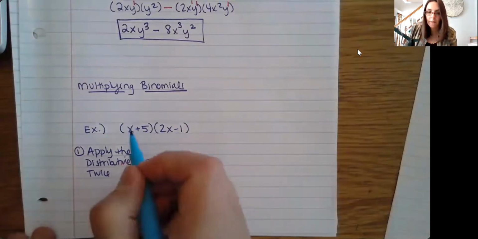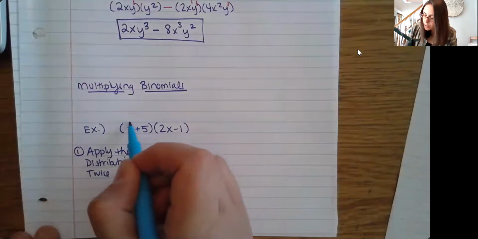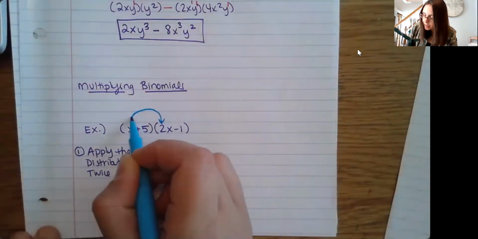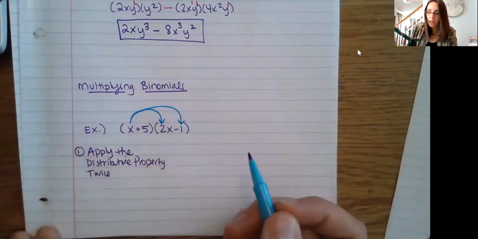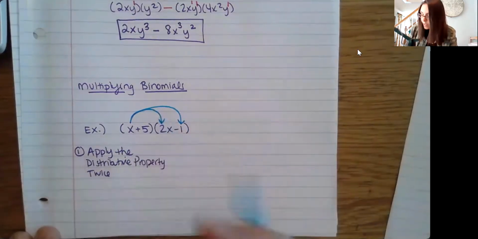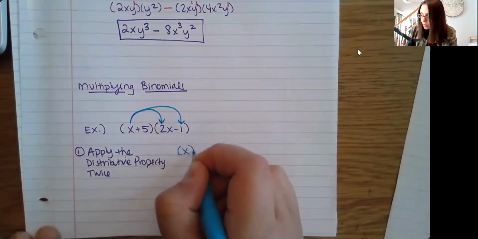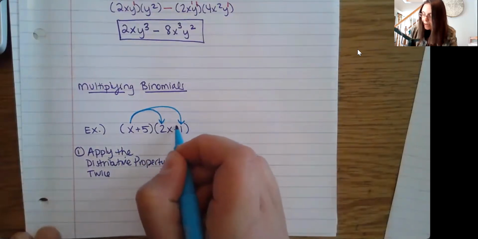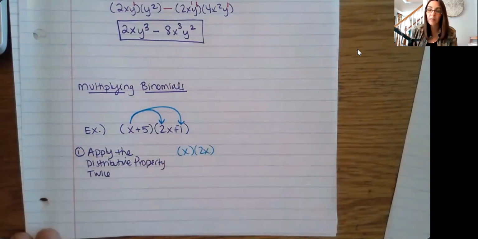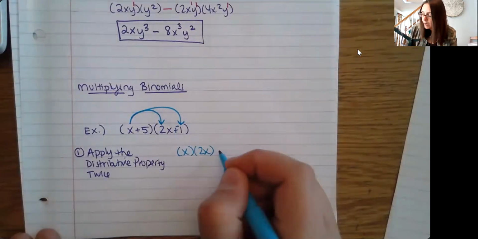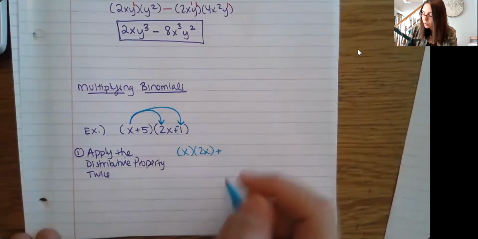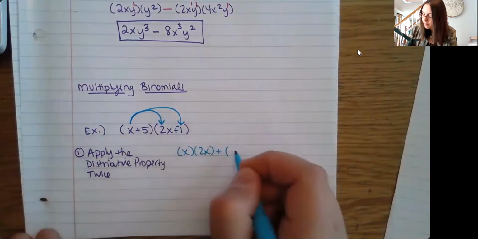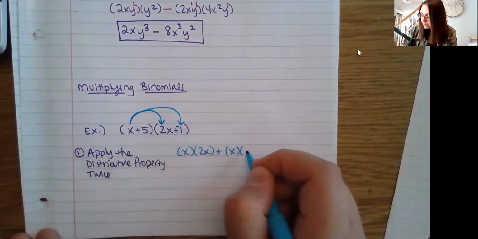So I'm going to start with the first term, and I'm going to distribute it to both parts in the next polynomial. So again, I'm going to write this out. It's going to be x times 2x. And then I actually am going to use my adding a negative here. I just think it's going to be a little bit easier where this is more complicated. And then my next group, I'm going to add that to x times -1.